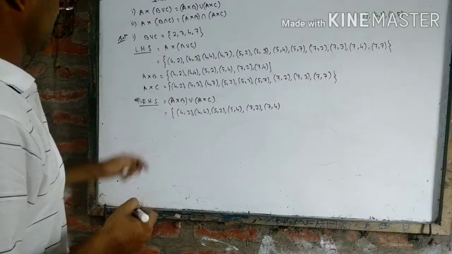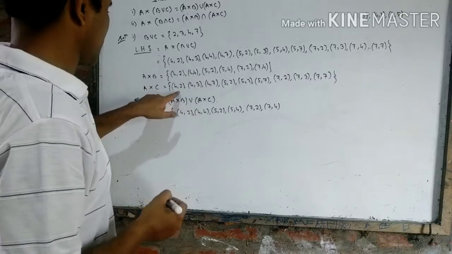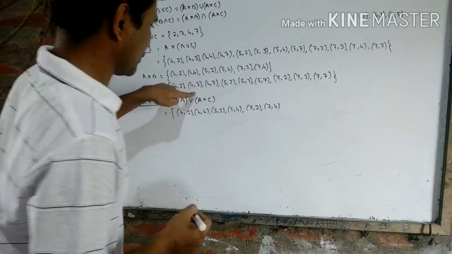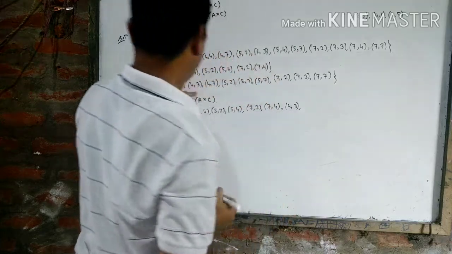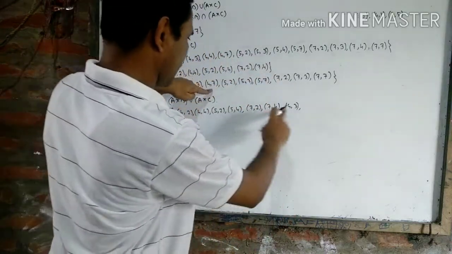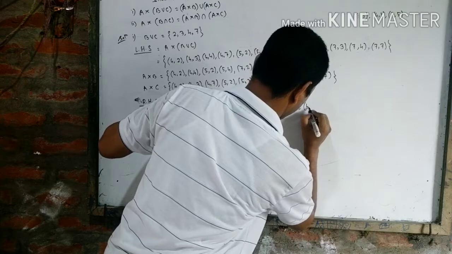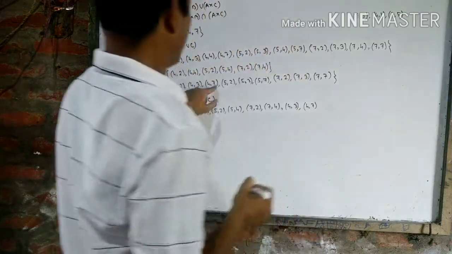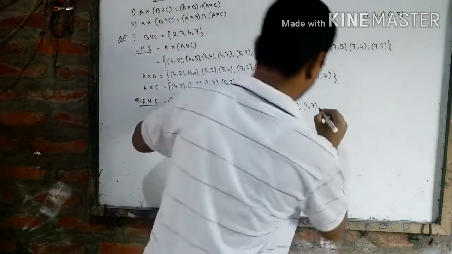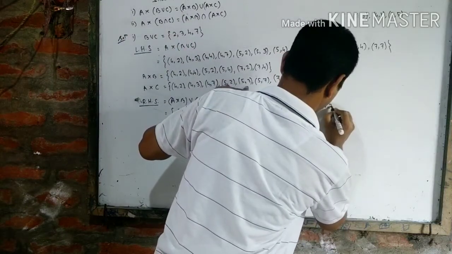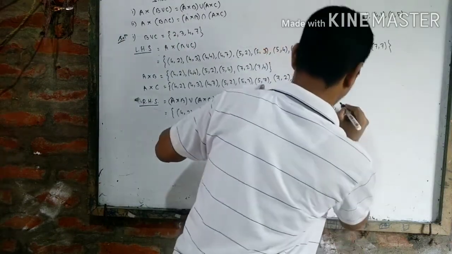Okay. Now we take the extra elements from A cross C. (4, 2) already taken. (4, 3) is not there, so we take (4, 3). Then (4, 7). Is there (4, 7)? No. So take (4, 7). Then (5, 2). Yes, (5, 2) is there. (5, 3)? No, (5, 3) is not there. So take (5, 3). Then take (5, 7).